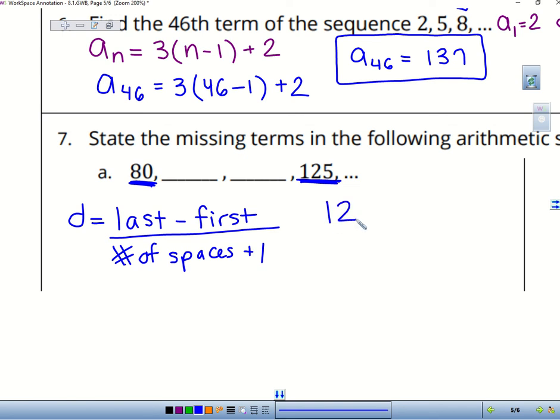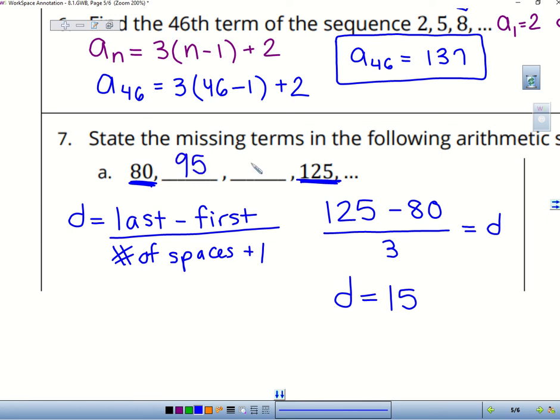So this is going to be 125 minus 80 divided by, how many spaces are there between the two numbers? 2. So the bottom's going to be 3. So D is going to be equal to 15. So if the D is 15, what's the next term going to be? Good, and then?